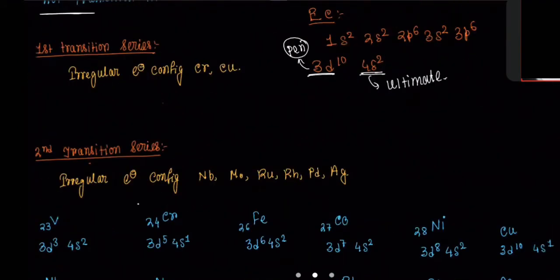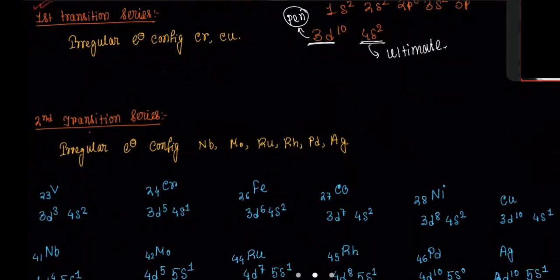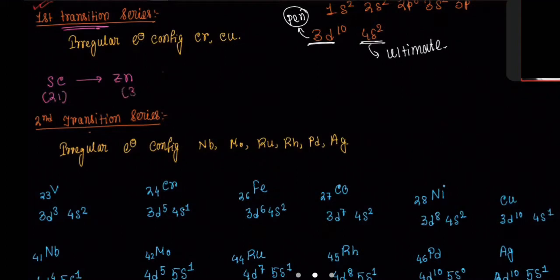Now, the first transitional series. So the first transitional series, what do we mean by that? From scandium all the way to zinc. Scandium has atomic number 21 and zinc has atomic number 30. So that's the first transitional series. Okay. In there, what type of electronic configuration do we see? In chromium and copper, we see some irregular electronic configuration.